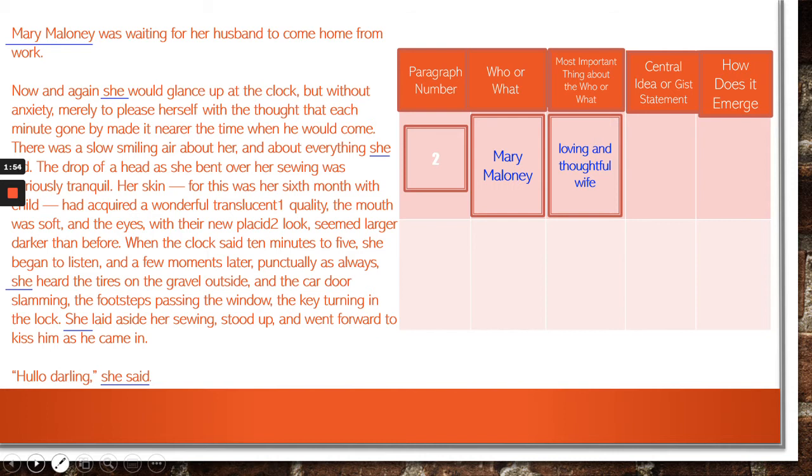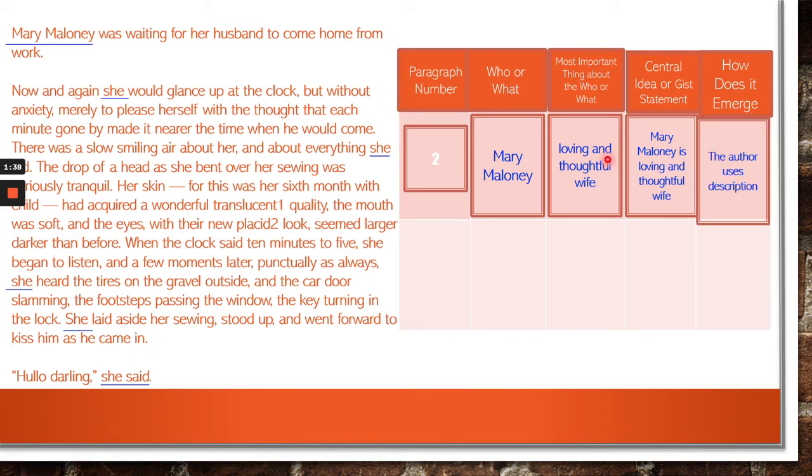So when I put that together, I'm going to have my central idea statement, which is Mary Maloney is a loving and thoughtful wife. So now I want to think about how did the author actually get that central idea to emerge? And when I think about some of the things that I pointed out earlier, the only thing the author is doing is he's using description. He is describing her physically and already makes the reader feel like she is someone who's very peaceful and also someone who's very loving just from her appearance. And then in addition to that, he goes to say how thoughtful she is to lay aside her work when her husband is about to return. So the author is using description.